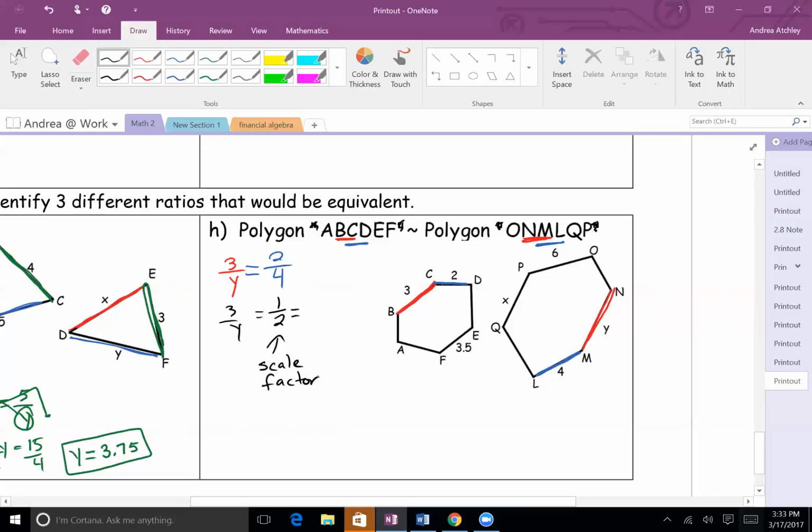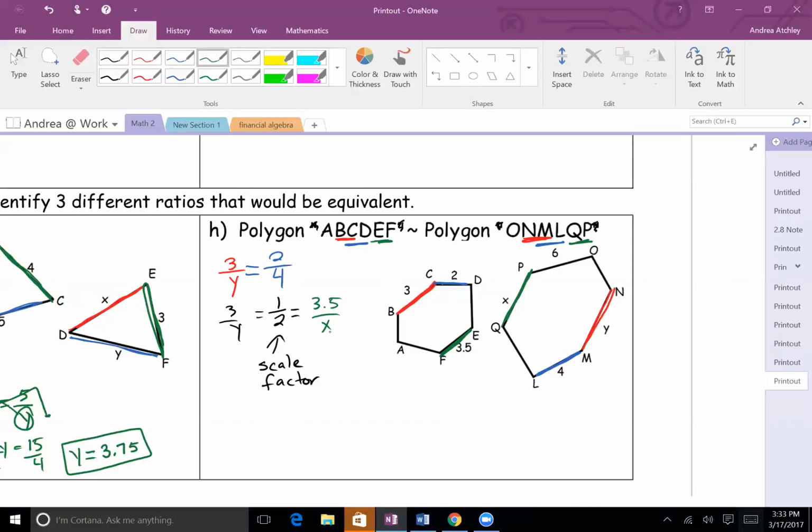Okay. Then we would do the next one we could find, which would be EF, which are the last two letters, so QP. So that would be 3.5 over X. And that's all we can do with those, because of the 3 different congruency statements we can make.